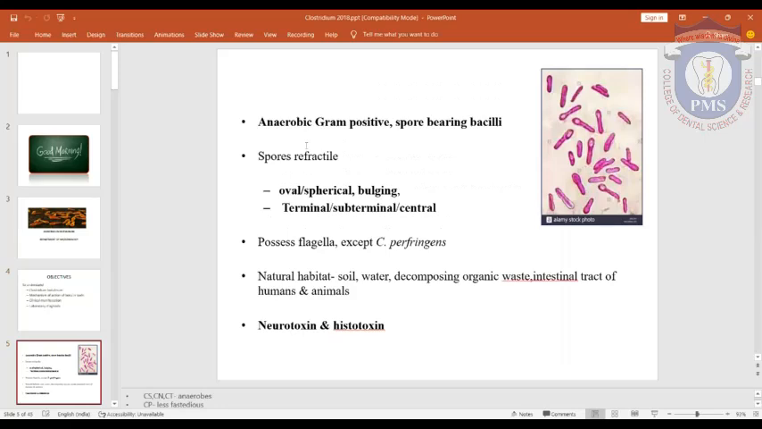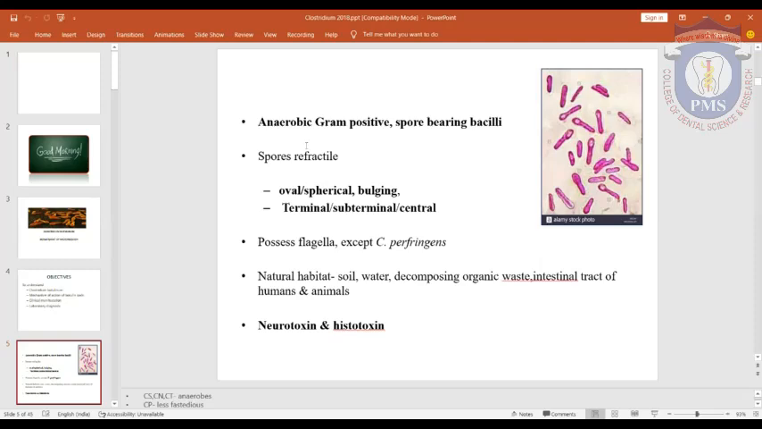What is Clostridia? Clostridia are anaerobic gram-positive spore-bearing bacilli. These spores are refractile, oval, spherical, or bulging, and the spores can either be terminal, subterminal, or central. They are motile bacteria possessing flagella except for Clostridium perfringens. Various types of Clostridia species are identified, including Clostridium tetani, Clostridium perfringens, Clostridium septicum, etc. Being gram-positive, the culture can turn to gram-negative in 48 hours.